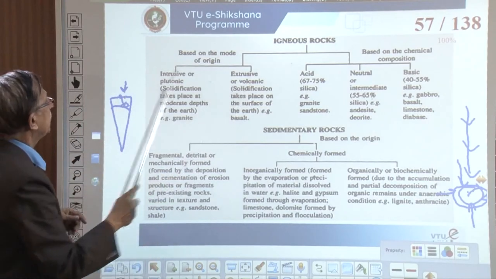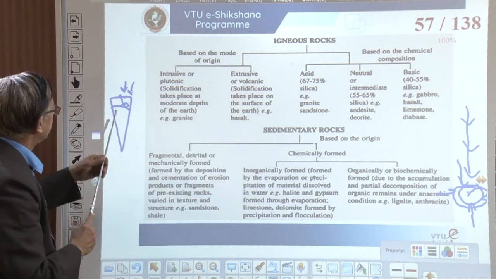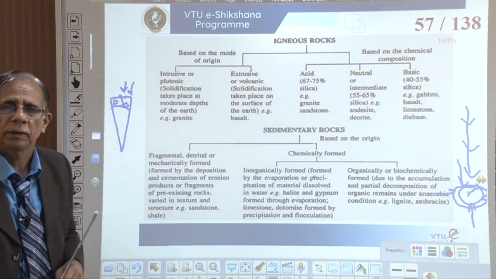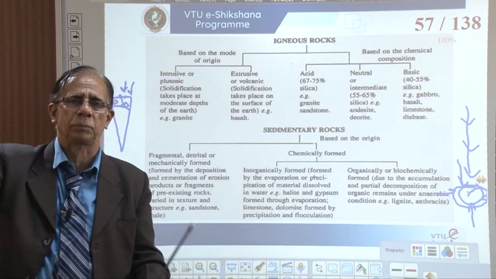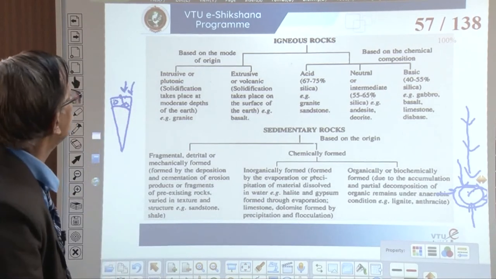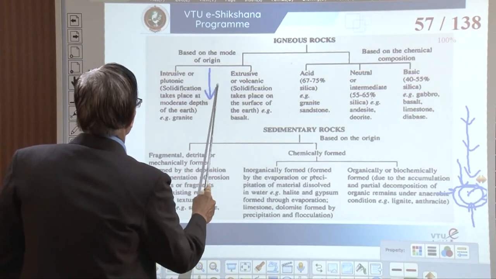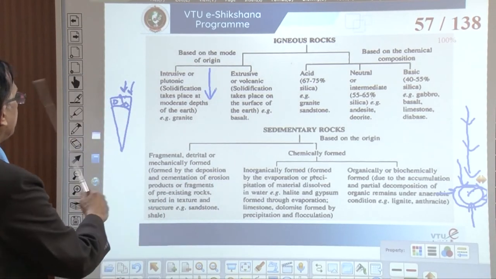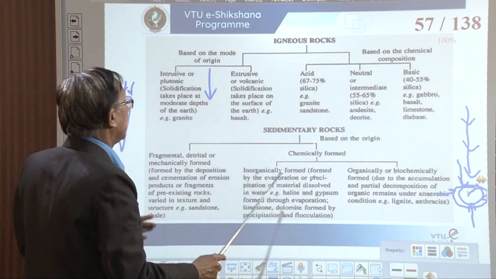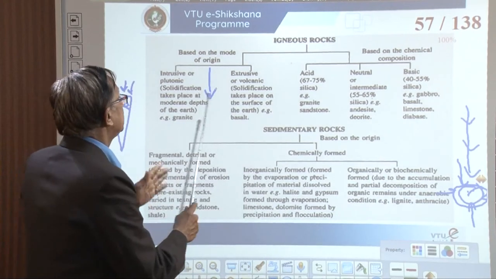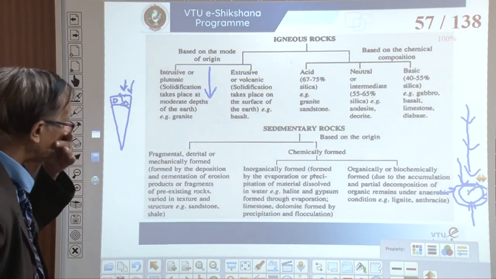It is on the surface. There is no pressure from above. This is another type. There is an intermediate in between. Neither that side nor this side. Hyperabyssal, moderate depth. Therefore, igneous rocks can also be classified into hyperabyssal rock, moderate depth, also possible. We will study them a little later. At this stage, this classification perhaps suffices for our requirement.